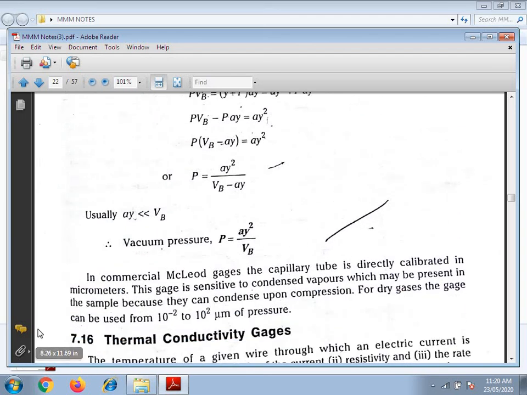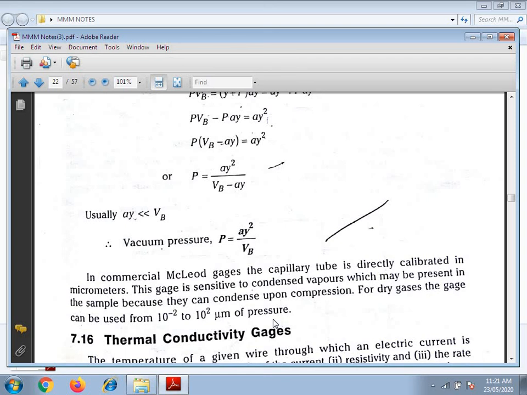This is about it. In a commercial McLeod gauge, the capillary tube is directly calibrated in micrometers. The gauge is sensitive to condensable vapors, which may be misrepresented in simple form because they can condense upon compression. For dry gases, the gauge can be used from 10 to the power minus 2 to 10 to the power 2 micrometer of pressure. Okay, this is about the McLeod gauge.